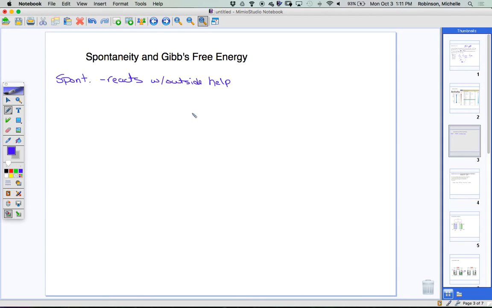Does it mean it's going to react fast? Not necessarily. Diamonds spontaneously turn into graphite, which is in your pencils, right? But my diamond ring on my hand is not going to turn into a pencil by the time I'm dead, right? Let's hope not. Just because they're spontaneous does not mean that they happen quickly, okay? That's left for kinetics. That's a whole different study of chemistry. So spontaneous just tells us, yes, it will react on its own.